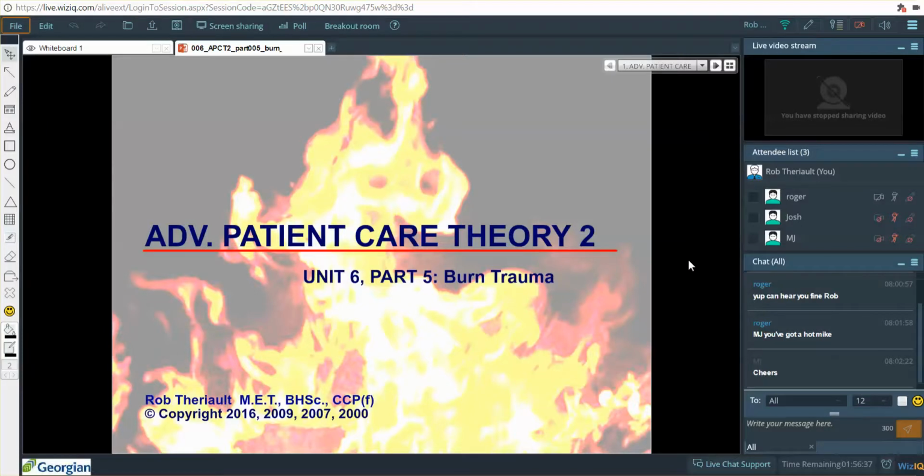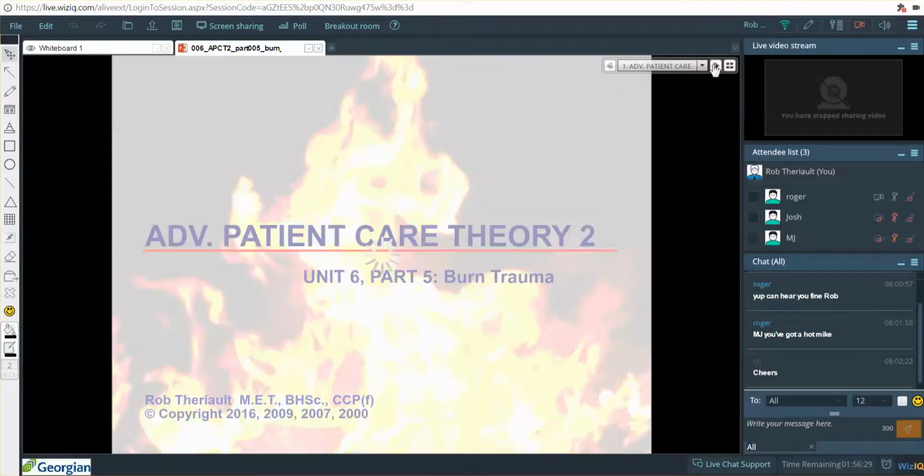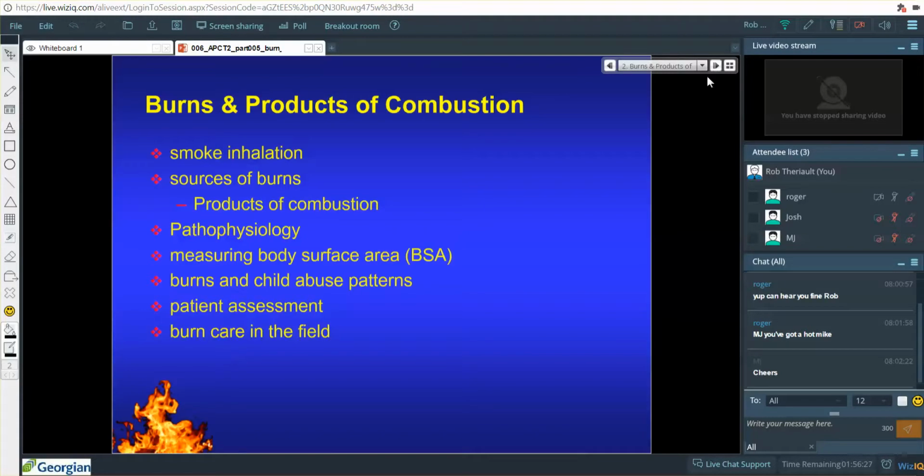Okay, this is Advanced Patient Care Theory 2, Unit 6, Part 5, Burn Trauma. The recording seems to be working now, so we'll see how this goes.